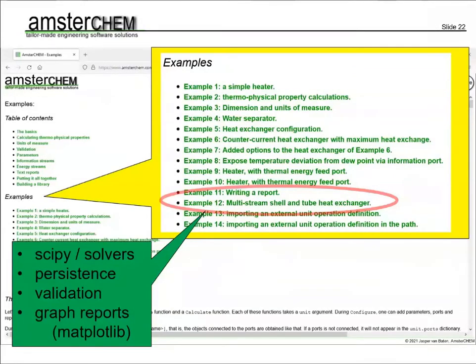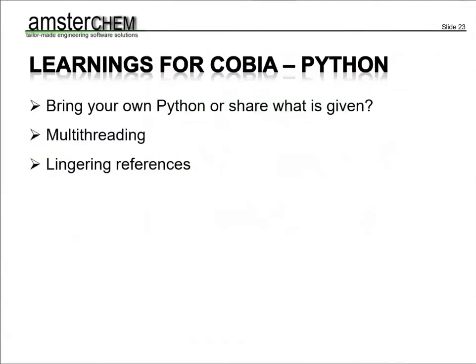This uses SciPy for the solvers. It solves the temperature profiles along the heat exchanger. It uses persistence validation. It actually plots the temperature profiles along the reactor and delivers that as image reports. So have a look at the AmsterCHEM website. All the examples are there. So that was the introduction to the Python unit operation.